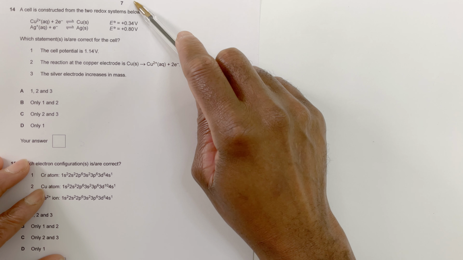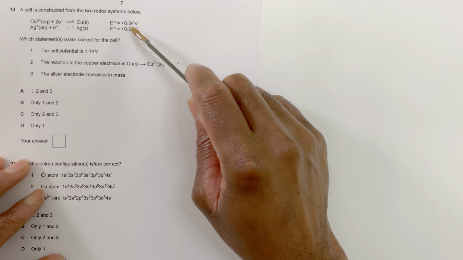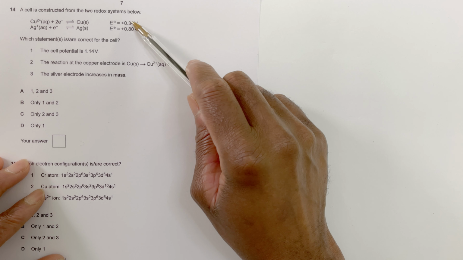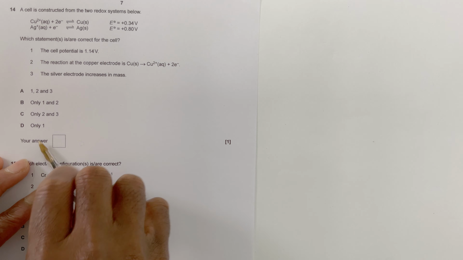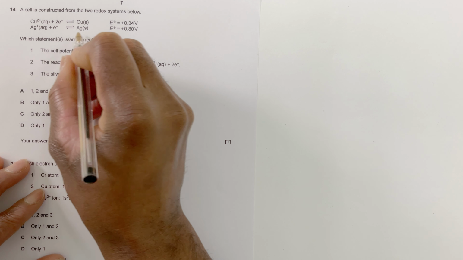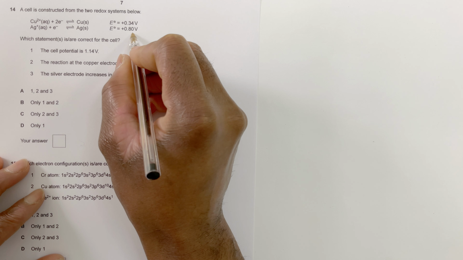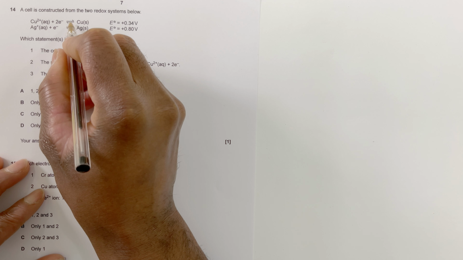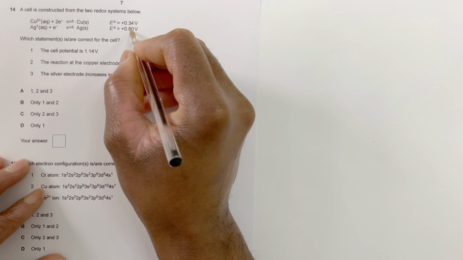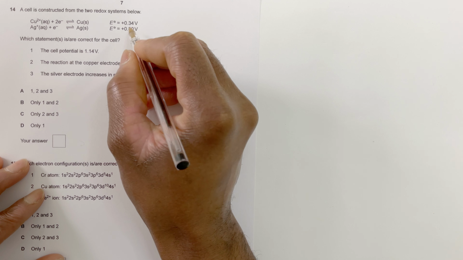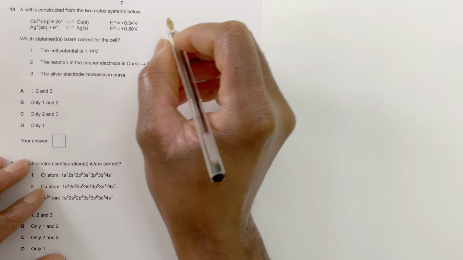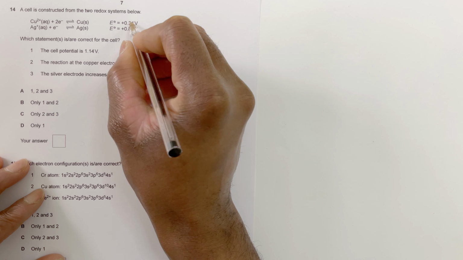The way electrode potential works is that the higher value stays, but for the smaller value you have to reverse it. So in this case, this one is reduction here, and this is also reduction, but it has to be oxidized because this is bigger than that. The bigger one stays as the reduced, and the smaller one is reversed. And if you reverse it, then the value of E will reverse.